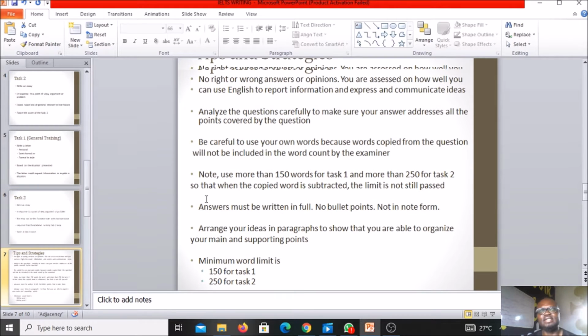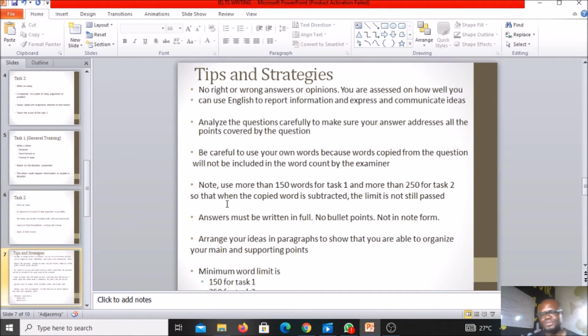Now let's look at the tips and strategies. How do you go about answering your writing problems? How will you do it so that you can get a very high score? Why are you undergoing this training? You need to know these tips so that they will help you to write. Immediately after these tips, we're going to go to a specific problem and solve it using the knowledge that we get from these tips.